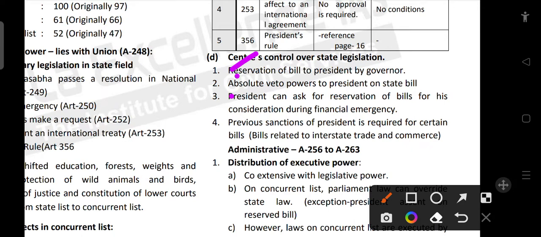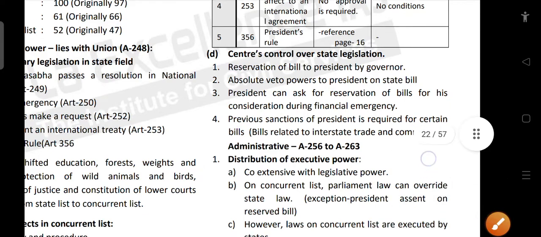Then the president can ask for reservation of a bill for his consideration during a financial emergency. Previous sanction of the president is required for certain bills, such as bills related to interstate trade and commerce. It requires the president's prior approval. So that's all in the legislative part.